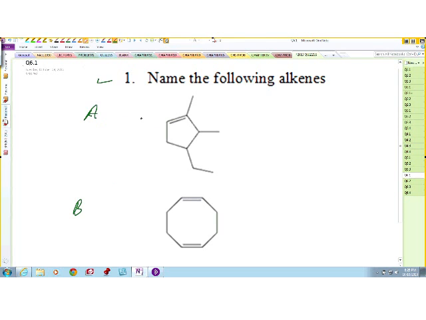How do we name compound A? What would be the parent name, or the base name, for this? Cyclopentene, very good. And now where do we start numbering? This will be position number one, right? And therefore this is two, and this is three, four, and five. Keep in mind that when you give the numbers, you have to give the carbon-carbon double bond the lowest possible number.